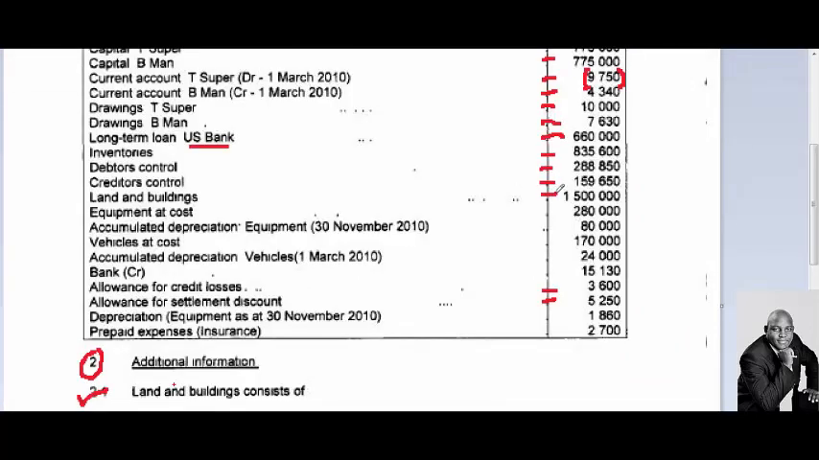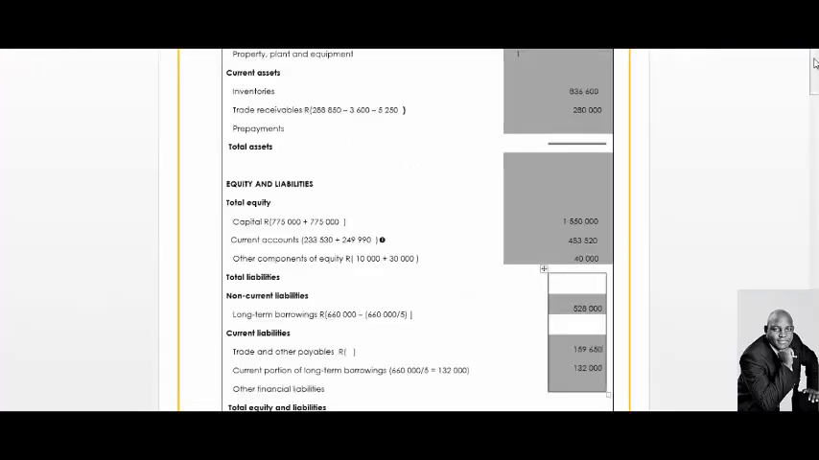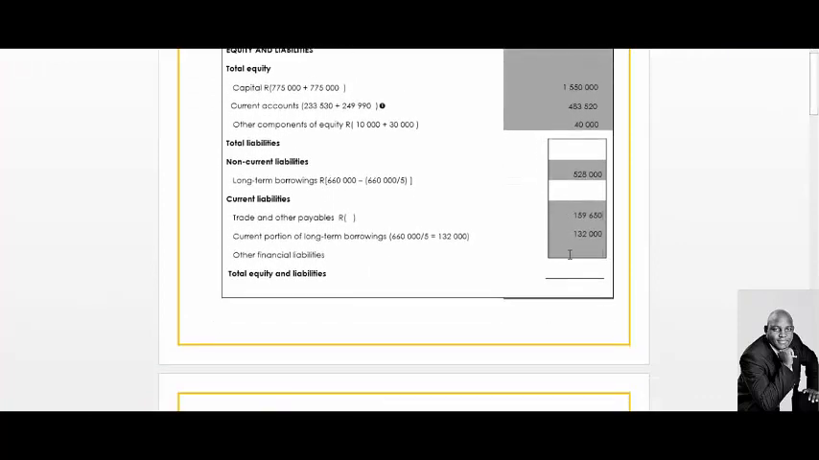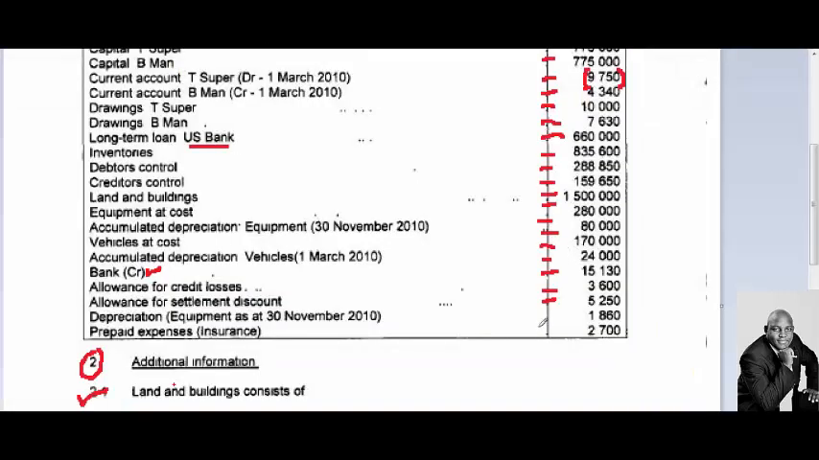Land and buildings, we have already done that. Depreciation, vehicles at cost, we have done that. Then bank. Okay, and then bank, it's a credit balance. Please make a note of that. It's a credit balance. That means overdraft, you owe money. So it's 15,130. That becomes a liability. So other financial liabilities, it's 15,130.